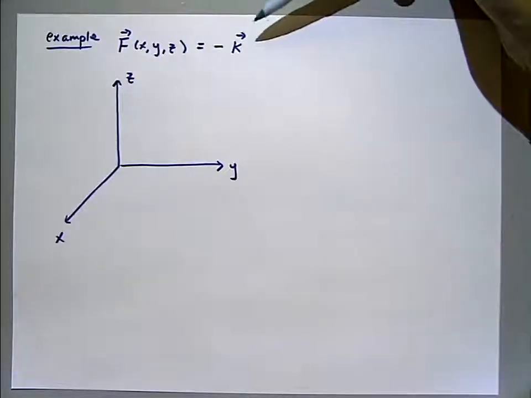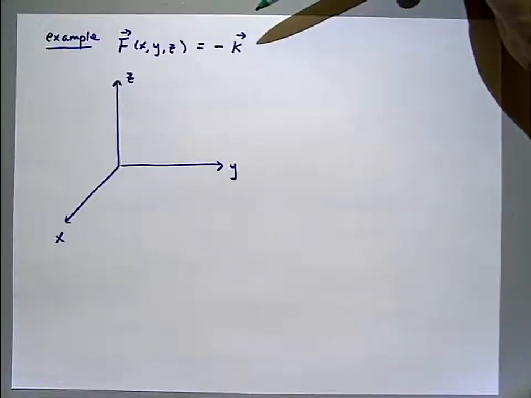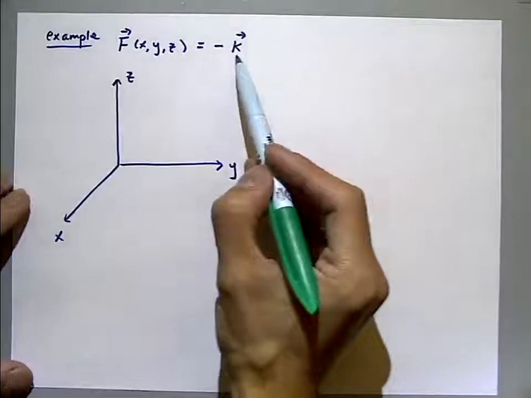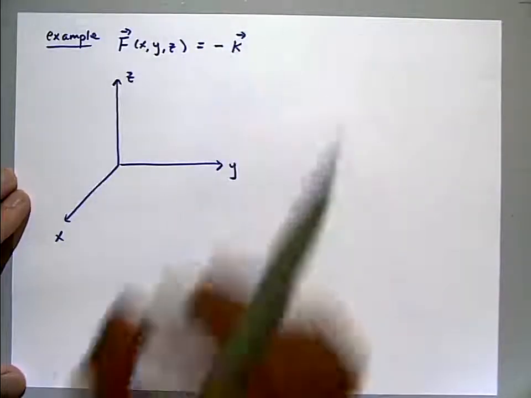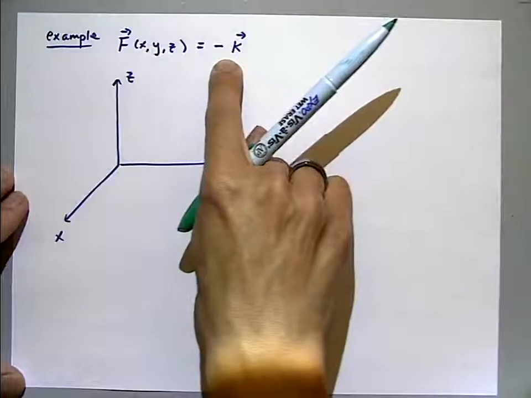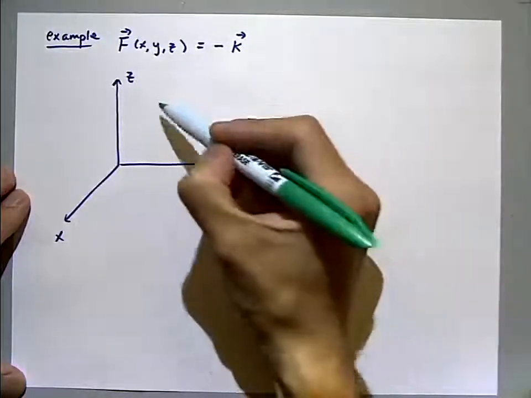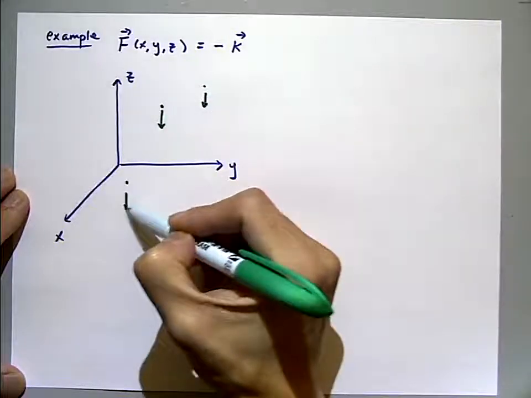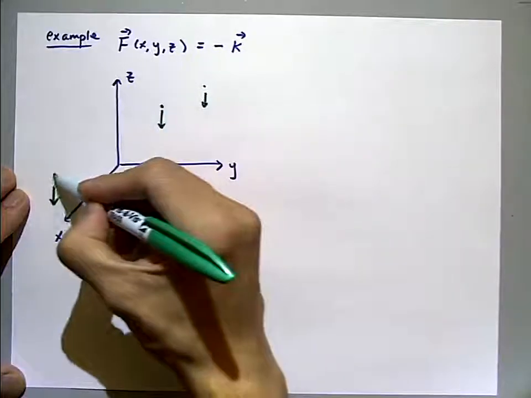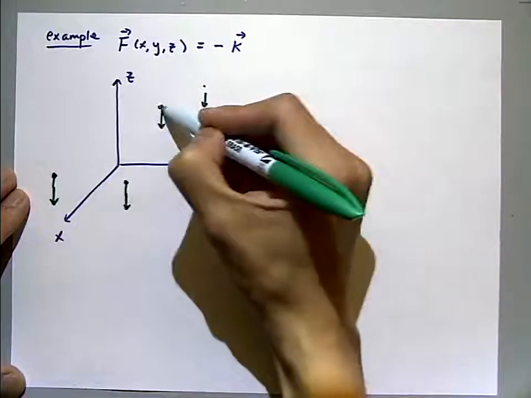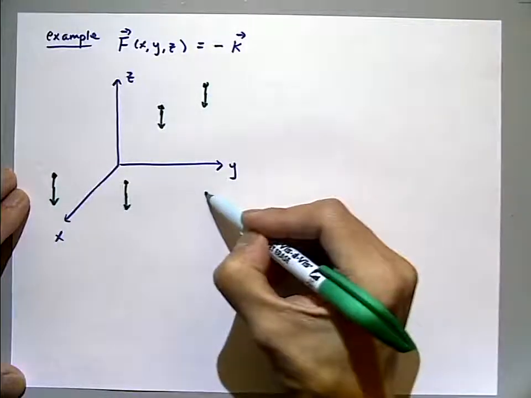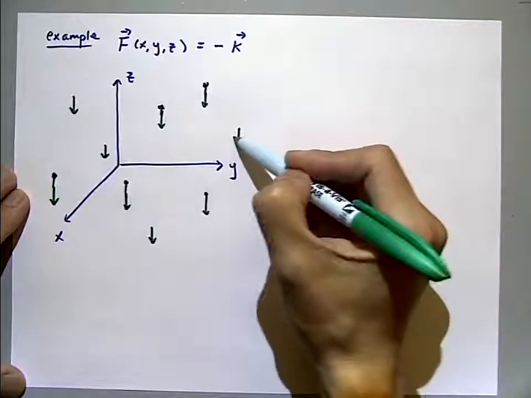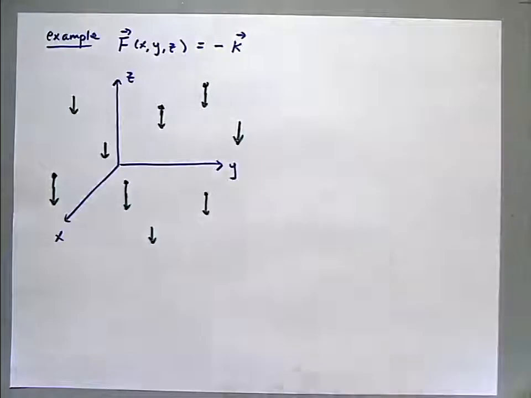All right, negative k is negative 1 in the z direction, so down. And notice that this is a constant vector. At every single point, we're going to get the same vector, negative k. That means whichever point I move to, I'm going to see exactly the same kind of vector going down, like that. They should be connected. And they should be all equal length. All right, you get the idea.